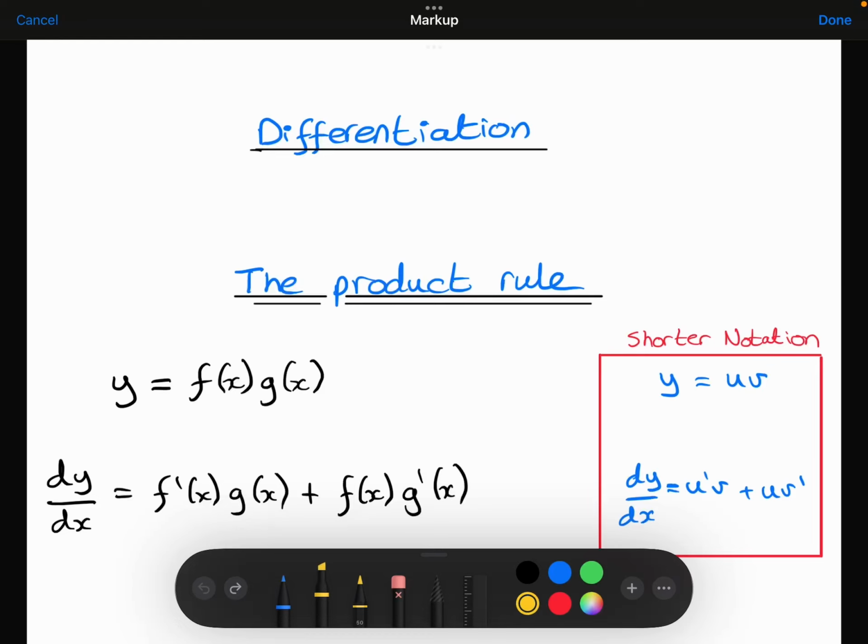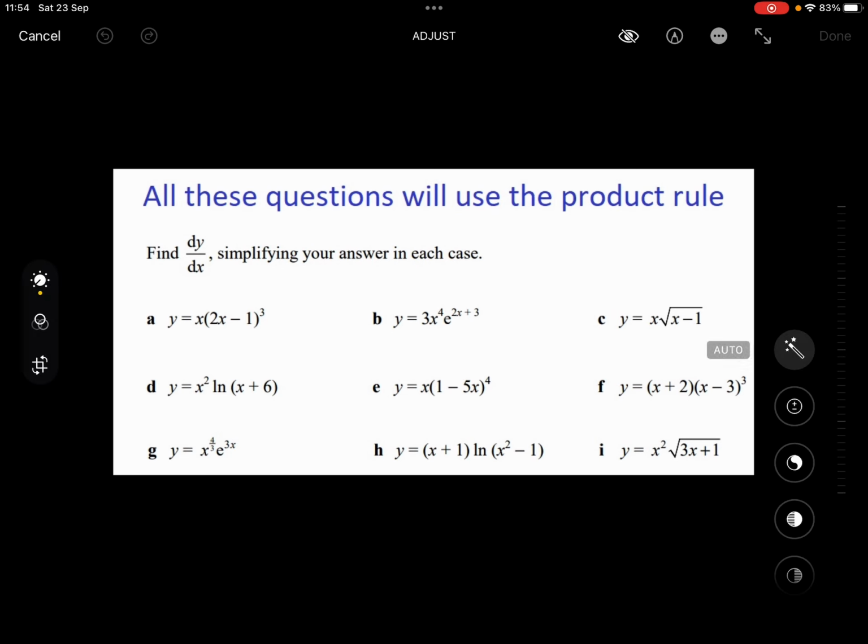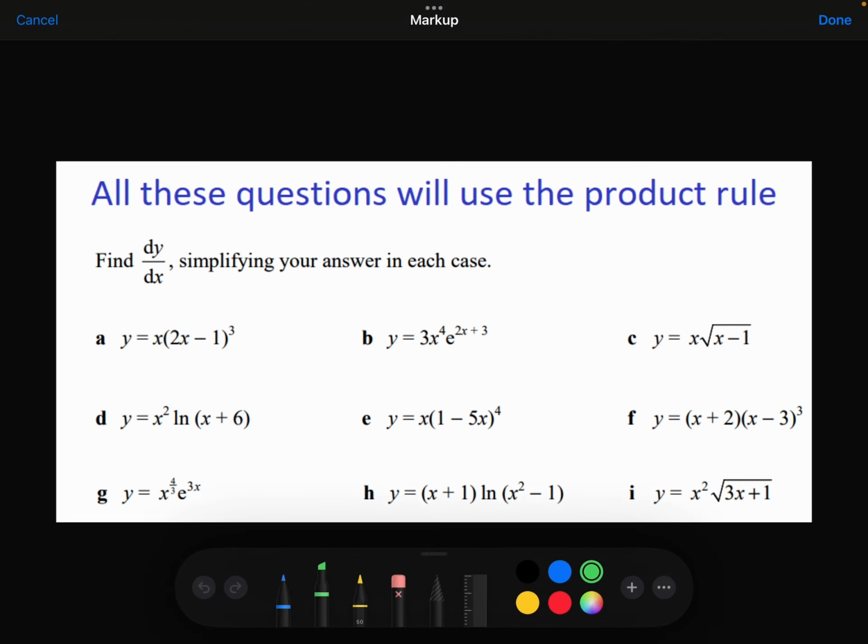This video is all about the product rule, where we are differentiating a situation where we've got one function multiplied by another function. So let me show you a few examples of what that might look like, so you know when we're going to be using the product rule.